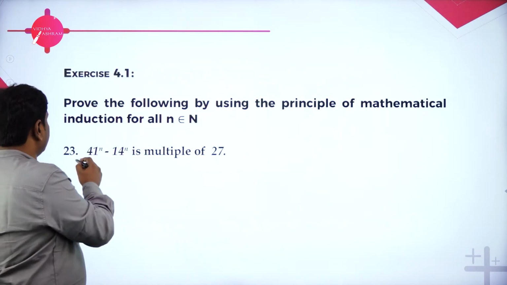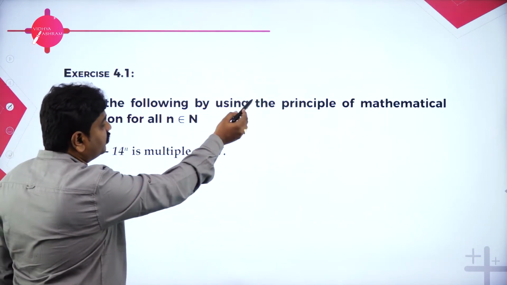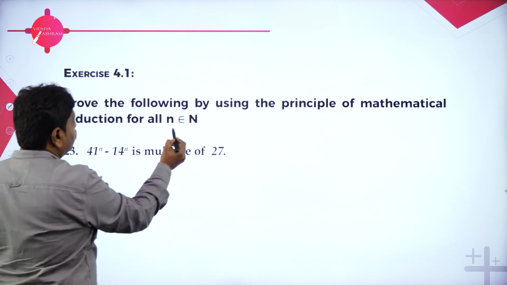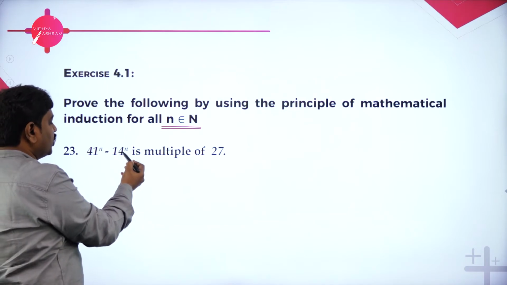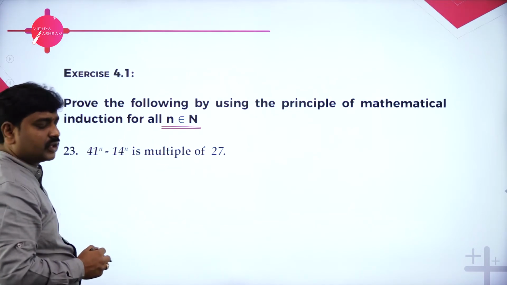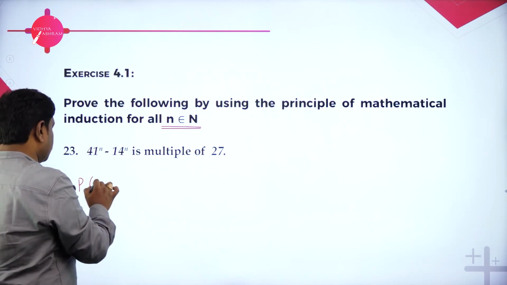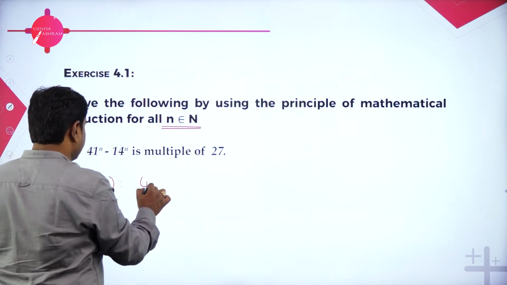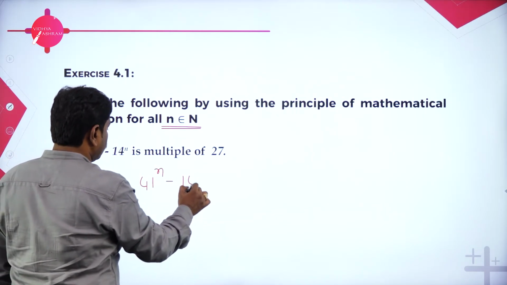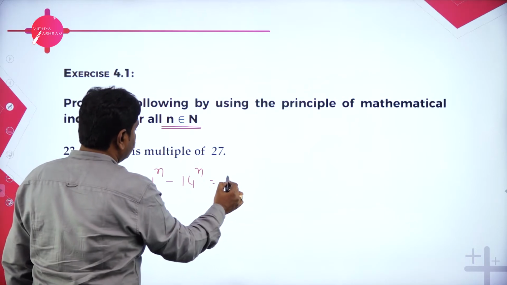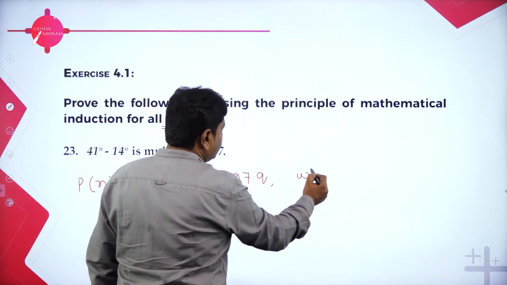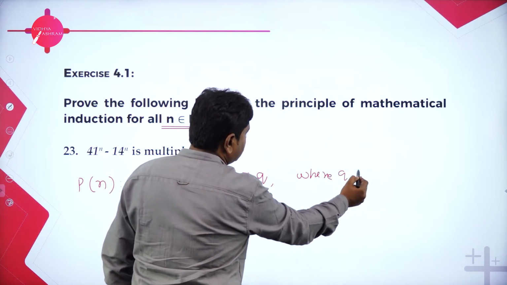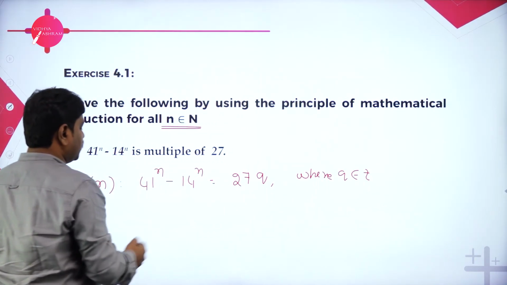Now similarly, question 23, prove the following by using principle of mathematical induction for all n belongs to natural numbers. They told 41 power n minus 14 power n is a multiple of 27. So first we'll take the statement P of n. I'll take P of n as 41 power n minus 14 power n is a multiple of 27, means 27 times q, where q is an integer. This is our assumption, because it's a multiple of this.